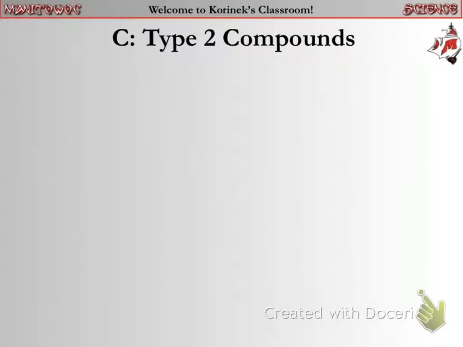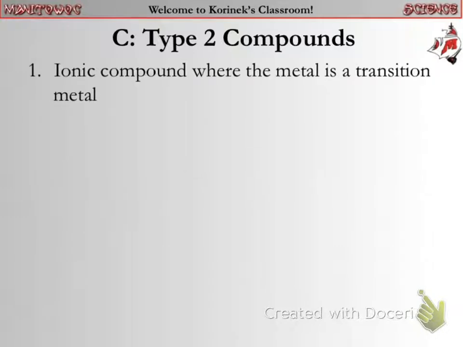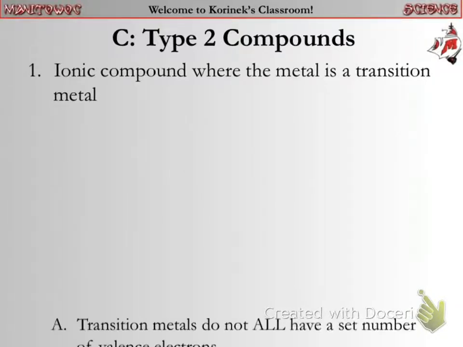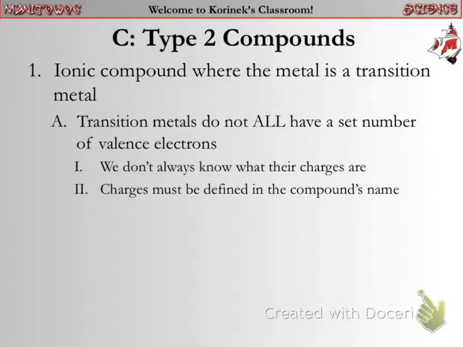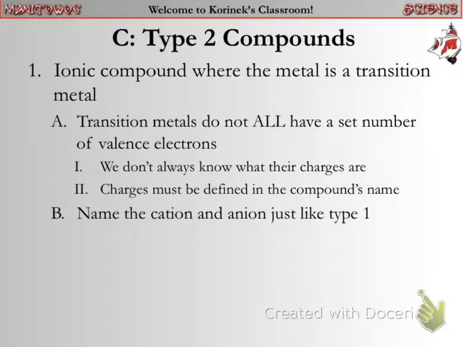Let's go to type 2 compounds. We just have 2 left. Type 2 compounds are a little bit more tricky because they include that middle section with the transition metals. Transition metals don't all have the same set of valence electrons because of their D subshell. So they don't have an exact oxidation number, unfortunately. So we don't always know what their charge is. So the charge has to actually be defined in the compound's name.